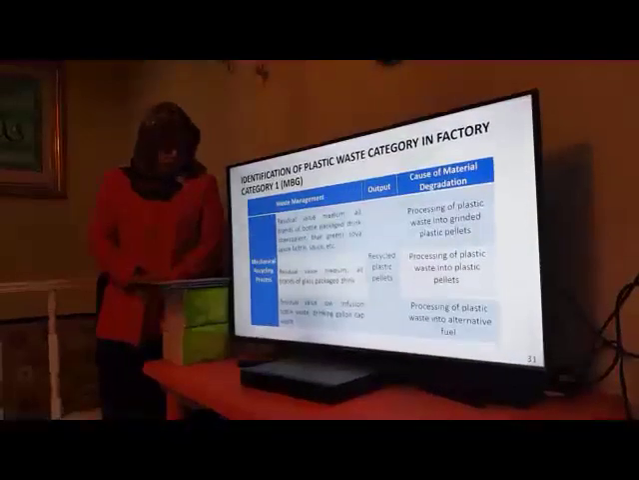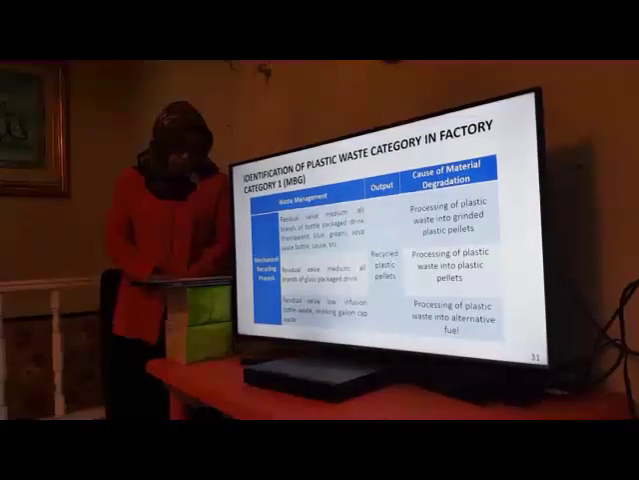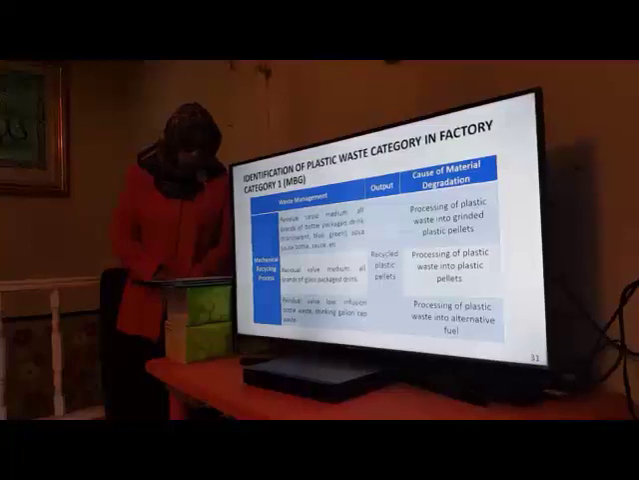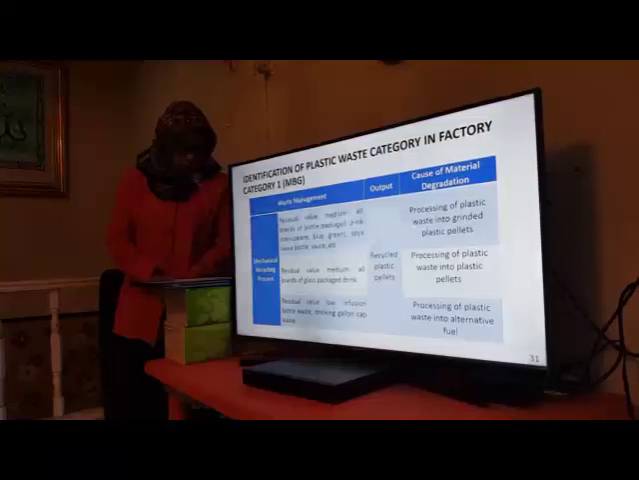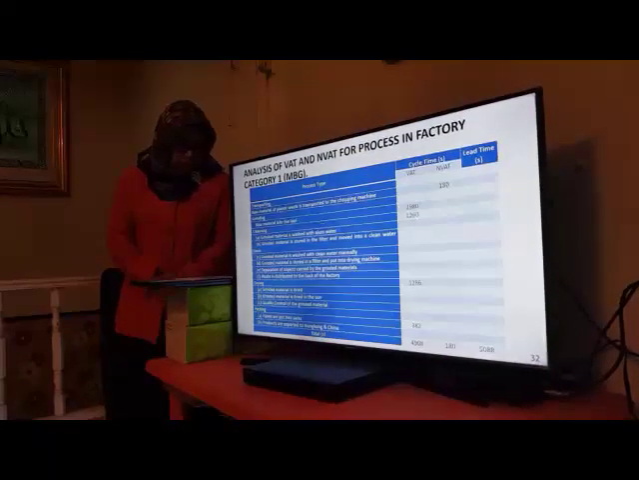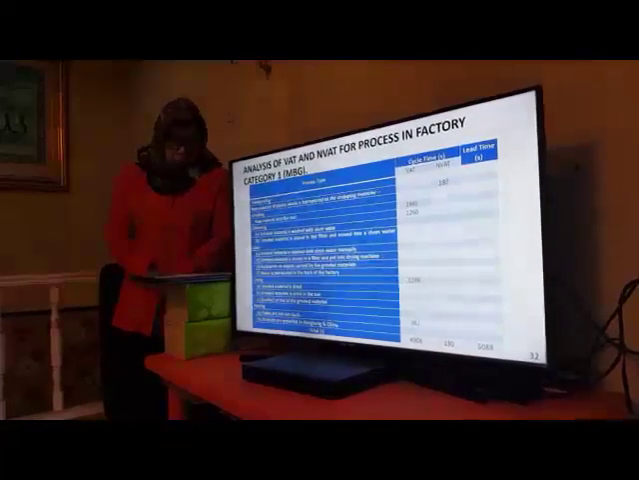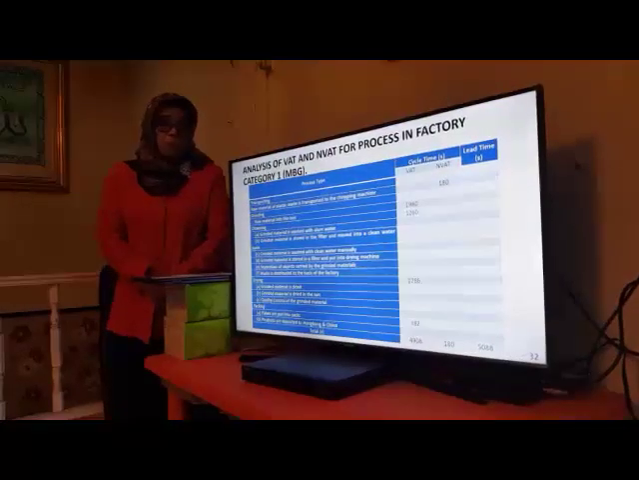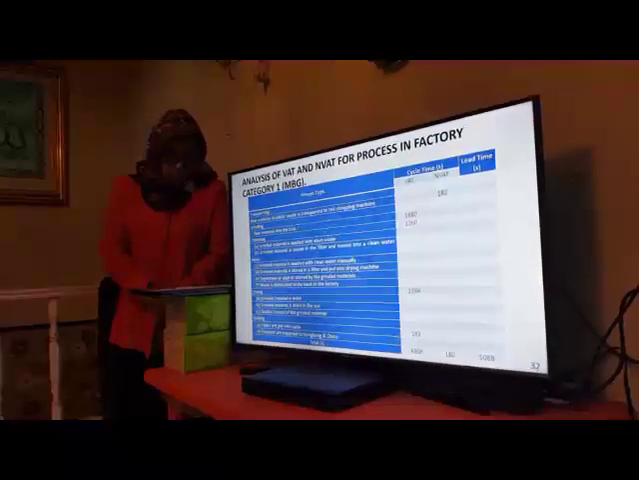Next, we look at the identification of a plastic category in the factory, category 1, through mechanical waste management and causes of degradation. The output is recycled plastic pellet. This is the mechanical process for the MBG, and this is the value stream mapping facet that we know from the list. The value added time is 4908 and non-value added time is 180, with lead time 5088 minutes.